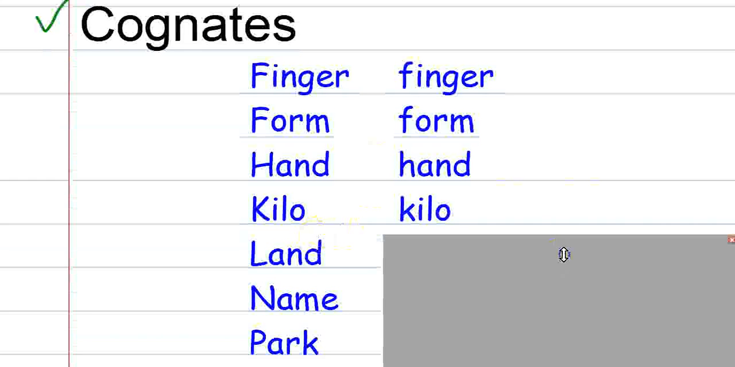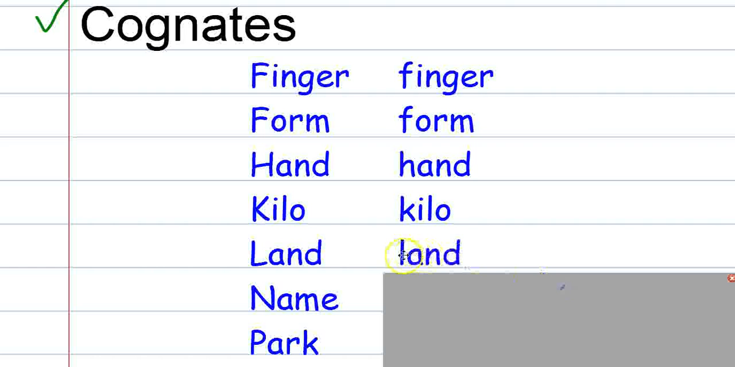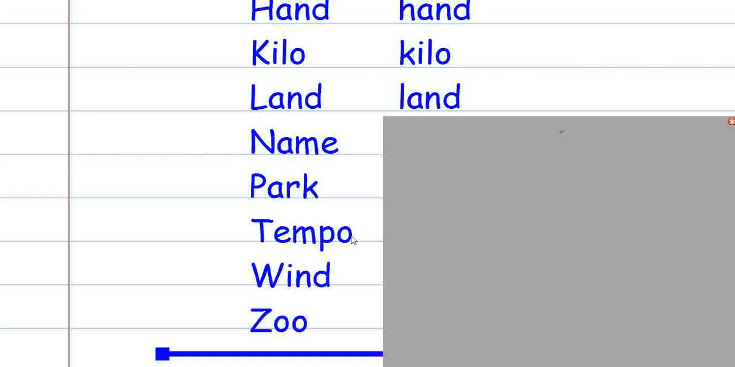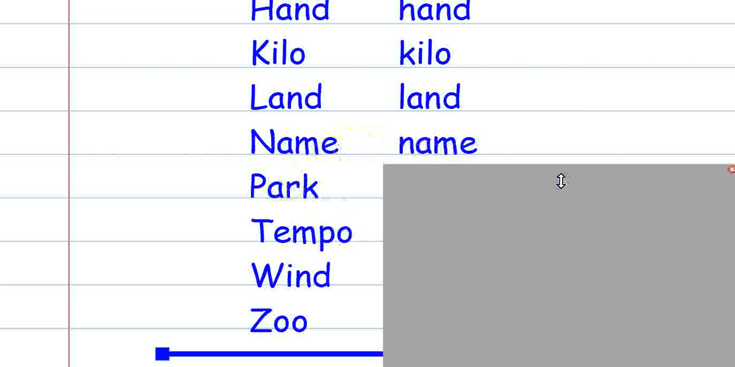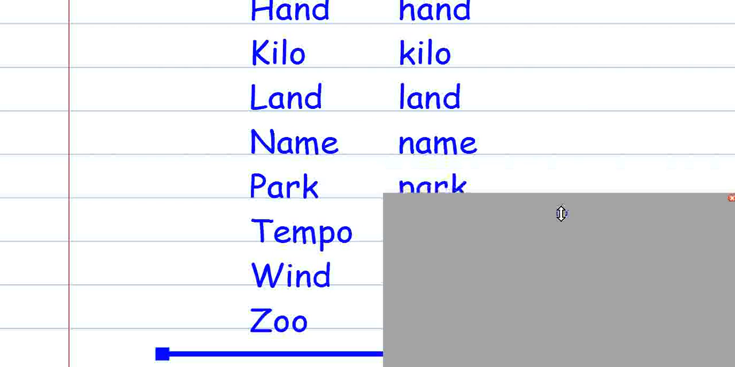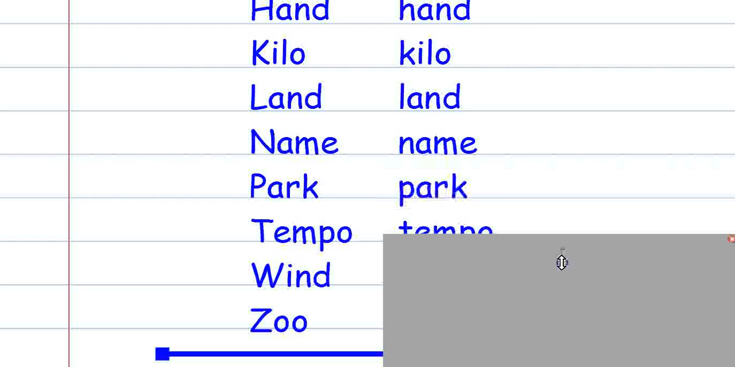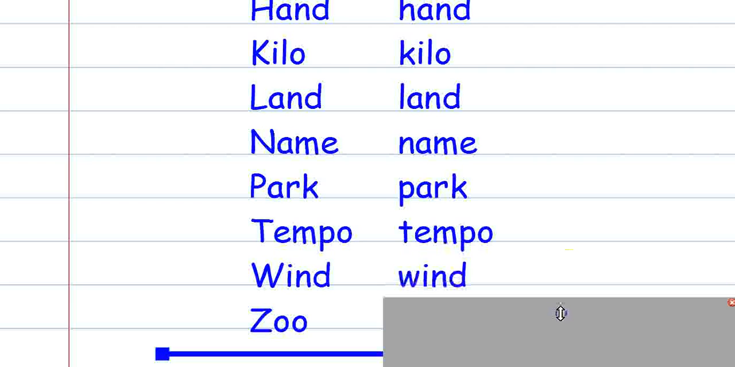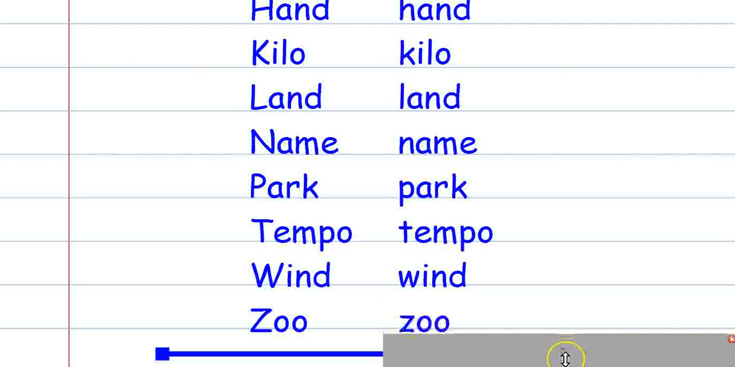Kilo. Land. Land in German can also mean country, or out in the country. Name. Park. Tempo. Wind, so that's a different spelling or a different sound. And then Zoo.